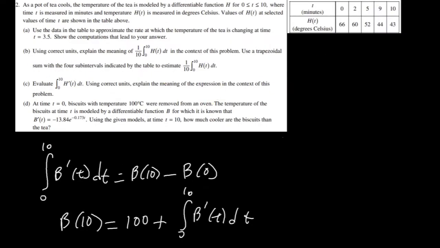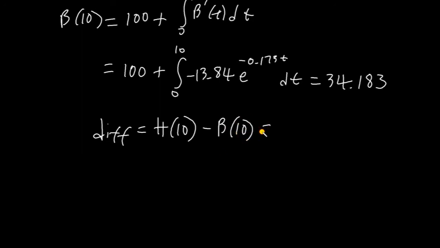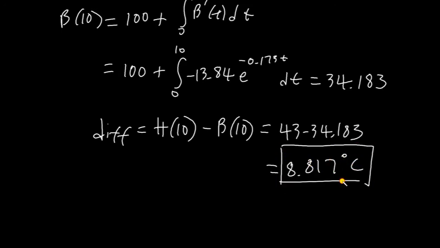Well, we look here. We know that at time t equals 10, the tea is 43 degrees, and the biscuits are 34 degrees. So the difference between these two is h of 10, which is the temperature of the tea, minus b of 10, which is the temperature of the biscuits, which is 43 minus 34.183, which is 8.817 degrees Celsius. And we were done with question 2.